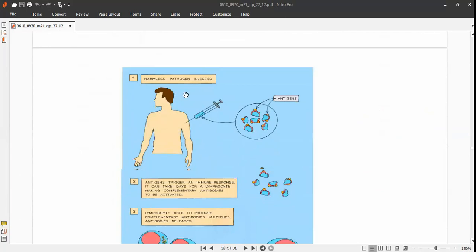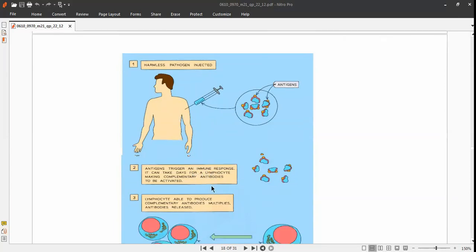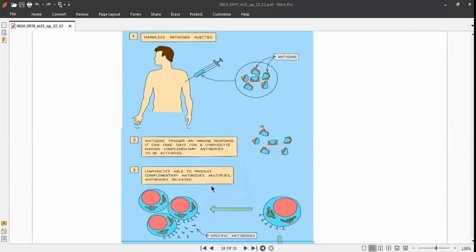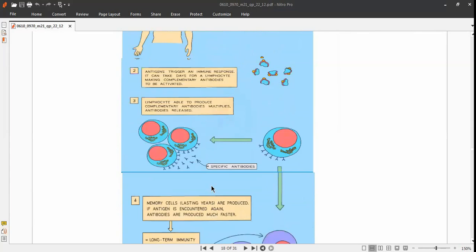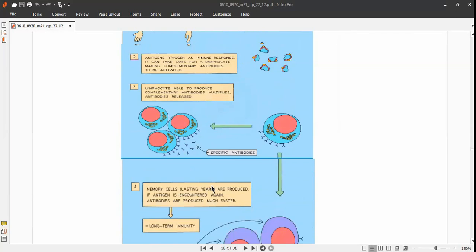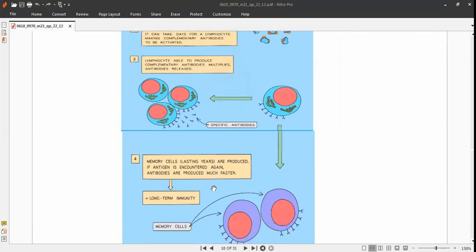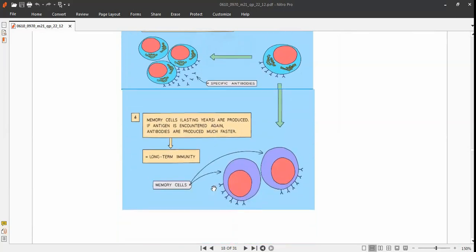So here a harmless pathogen is injected. Antigens trigger an immune response. It can take days for a lymphocyte making complementary antibodies to be activated. The lymphocyte able to produce complementary antibodies multiplies, antibodies are released, and memory cells lasting years are also produced. If the antigen is encountered again, antibodies are produced much faster. This is called long-term immunity.